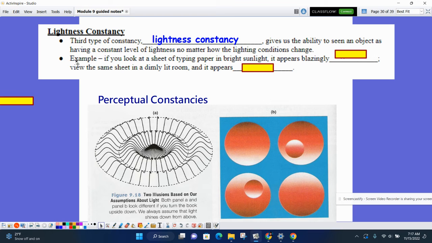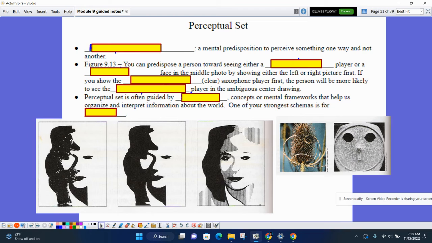You have lightness constancies. This gives the ability for an object to have a constant level of lightness no matter what the lighting conditions are and how they might change. If we take a white piece of paper and put it out in the sunlight, it might appear to be really white. Take that same piece of paper and put it in a dimly lit room, it appears to be a little more gray. You can use shading and highlighting to create that illusion on a piece of paper or a piece of art, or even in how we draw the lines to create a little more depth. We'll talk more about that in a bit.